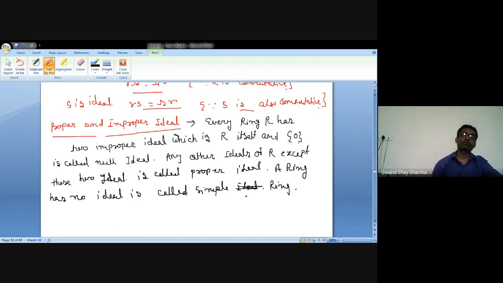Actually, the statement wants to say that a ring always has two ideals, which are improper ideals, meaning the ring itself and zero. Zero is the null ideal. Except for these two ideals, the others are called proper ideals. Okay, proper ideal. And a ring that has no proper ideal is called simple.